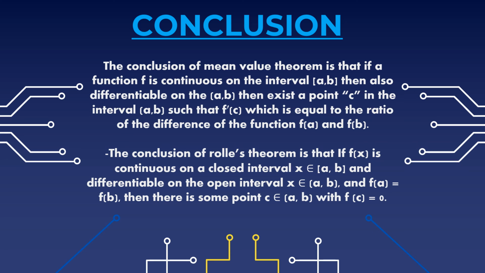The conclusion of Rolle's theorem is that if f(x) is continuous on a closed interval, x is the element of [a, b], and differentiable on the open interval, x is the element of (a, b), and f(a) equal f(b), then there is some point c in the element of (a, b) with f prime c equal to 0.